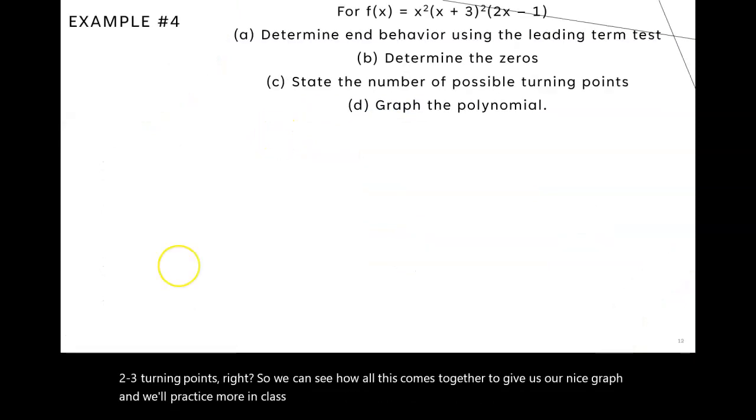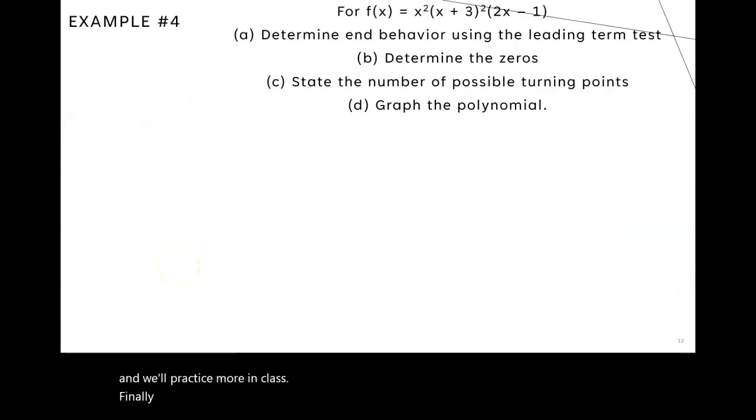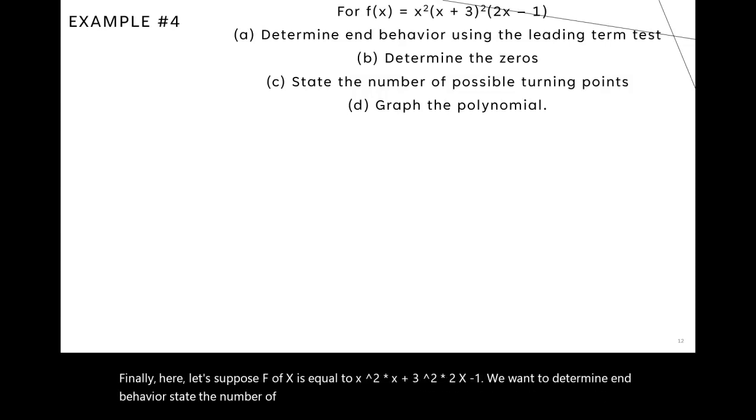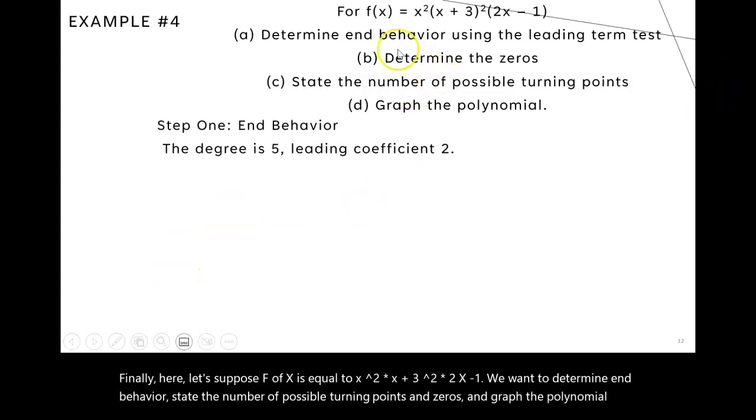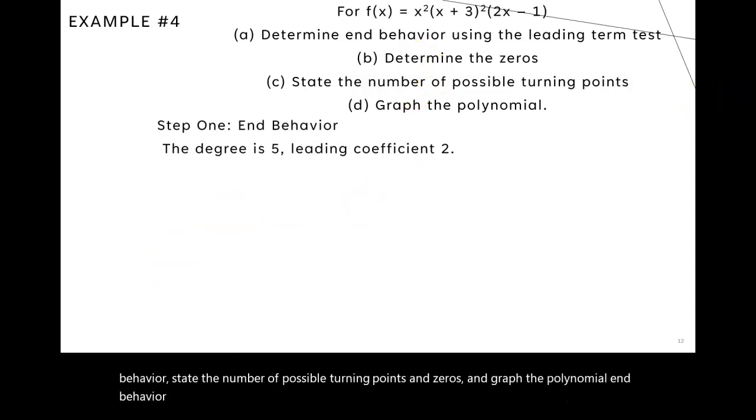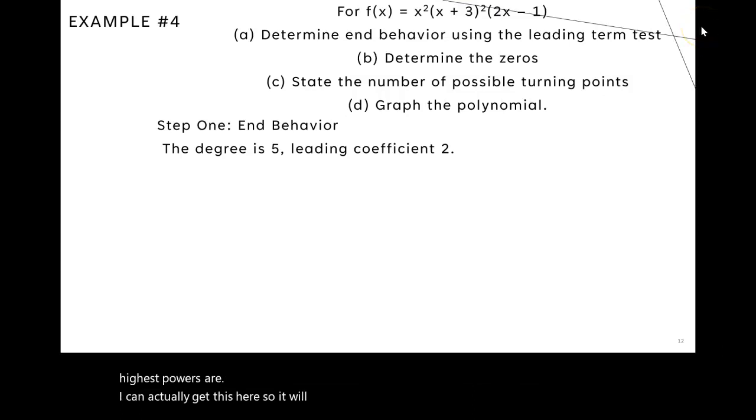Finally here, let's suppose f of x is equal to x squared times (x plus 3) squared times (2x minus 1). We want to determine end behavior, state the number of possible turning points and zeros, and graph the polynomial. So end behavior, this is where you have to think a little bit here. You always have to look at what the highest powers are.